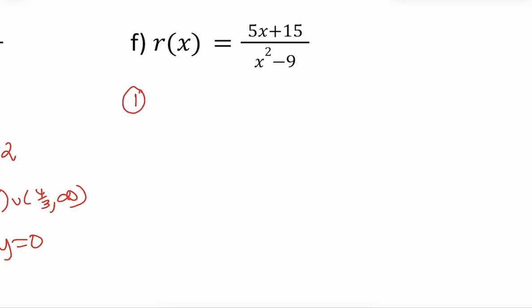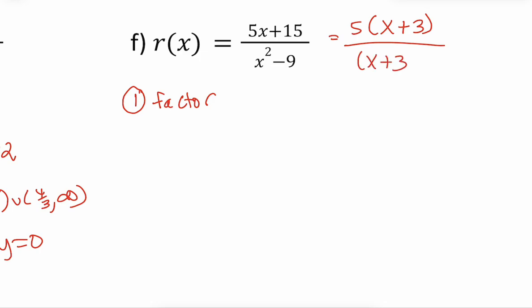First thing, it is in factored form. There is a 5 factor that we can remove from both terms in the top. Our bottom is the difference of squares, so use your square roots. That's x plus 3 and x minus 3. So there's our factored form.